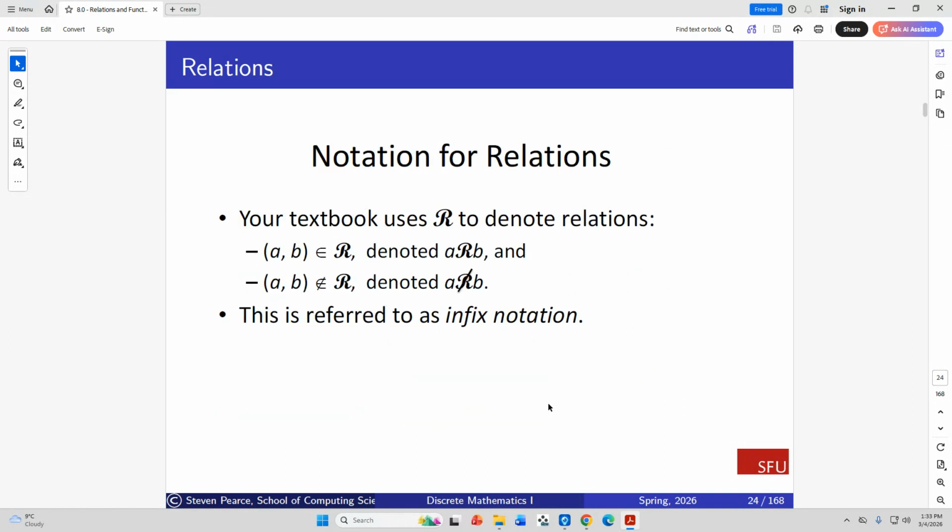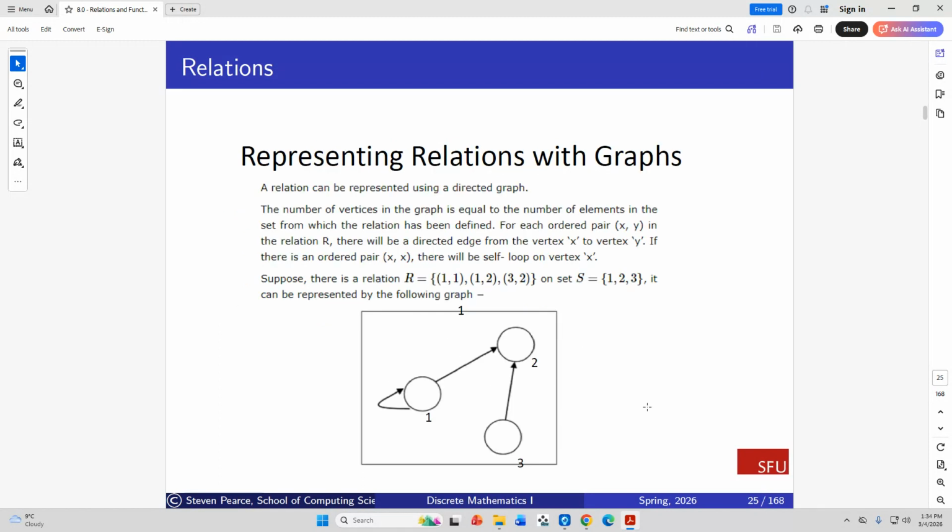Now, one textbook, not Rosen, but Grimaldi, uses script R. It doesn't matter. And we usually use this infix notation. A is a relation on B. And if it's not, then A is not a relation on B. That's the common infix notation. So the pair A, B in R is actually shorthanded as A R B, infix notation. If it's prefix, it's R A B. But we do this with infix. That should be straightforward.